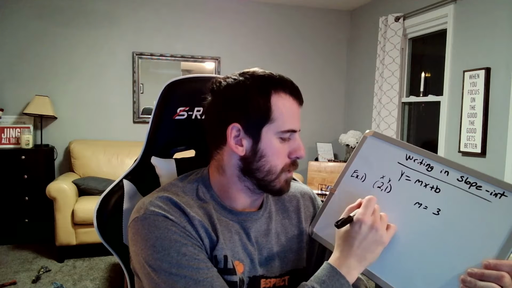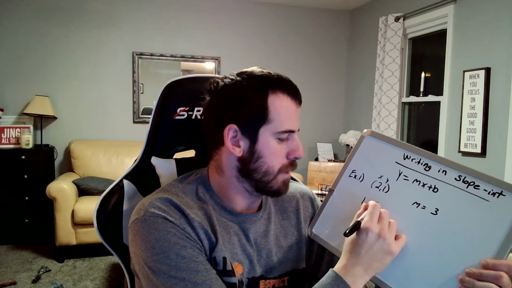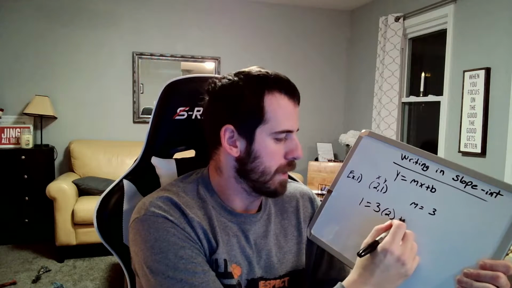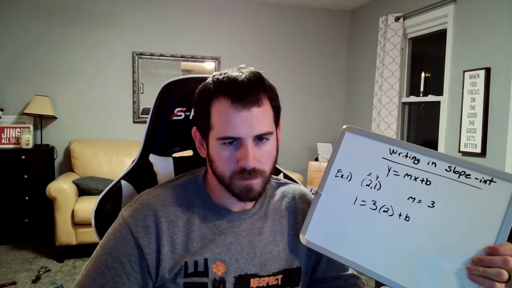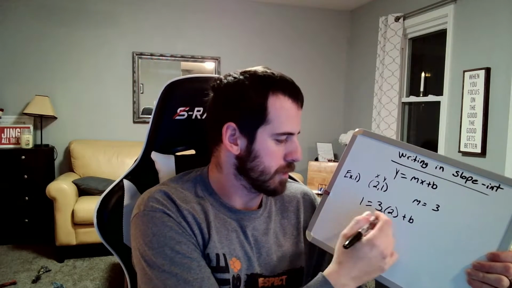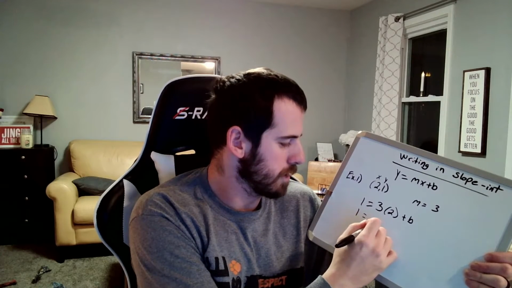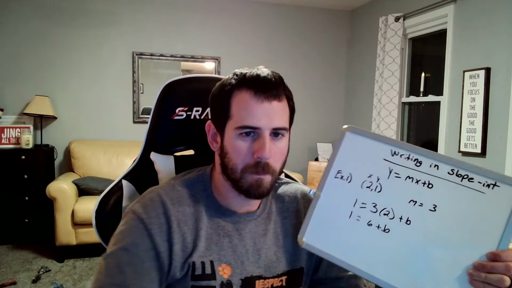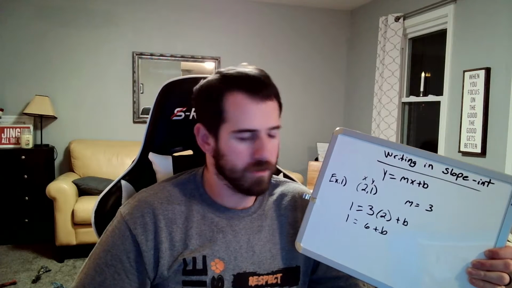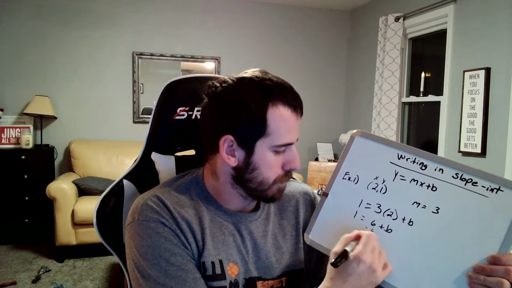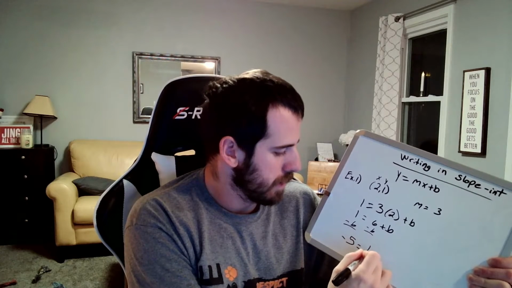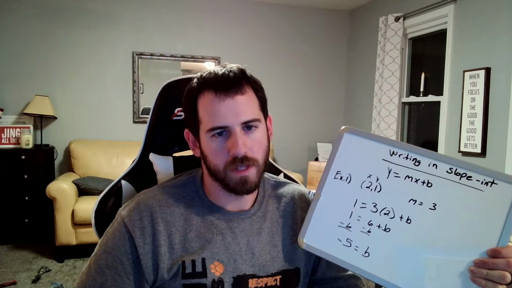So I get 1 equals, my slope is 3, times my x is 2, and then plus b. And then I solve for the b, just like any other equation. 3 times 2 is 6, so I get 1 equals 6 plus b. And then from there, I just do the math, subtract 6 from both sides. I get -5 equals b.